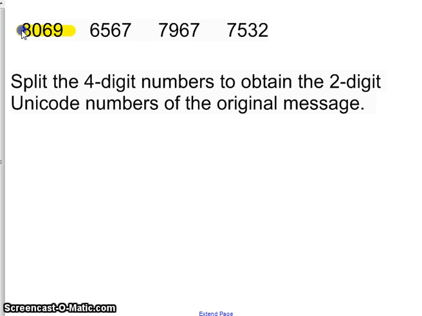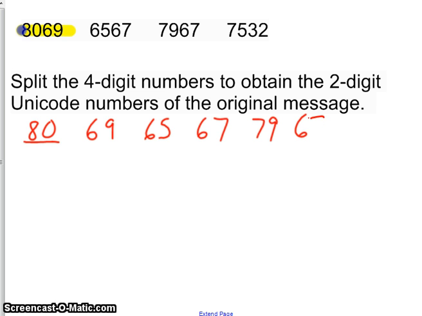Split the 4-digit numbers to obtain the 2-digit Unicode. Okay. So instead of 8069, I've got 80 space 69. I've got 65. Instead of 65, 67, I'm going to make it 65 and 67. Then I've got 79 then 67, and then I've got 75 and 32.